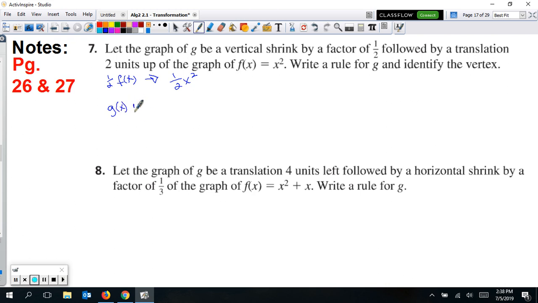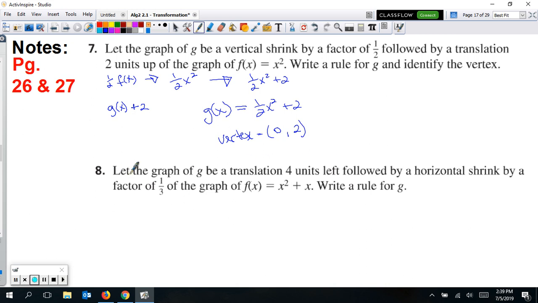We're now going to add going up, so we're going to add 2 units to that. So our final one here will become 1/2 x squared plus 2. That will be our g of x graph. So g of x is equal to 1/2 x squared plus 2. And then what would the vertex be of this graph, h, k? There is no h, so it's 0. The k is just 2.